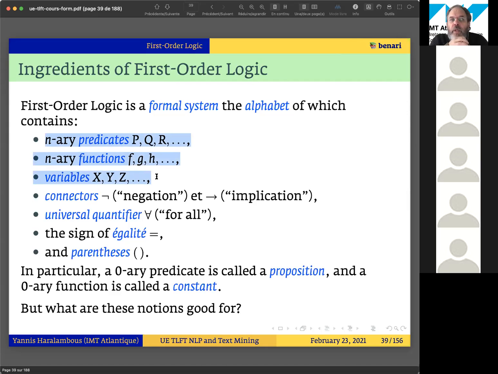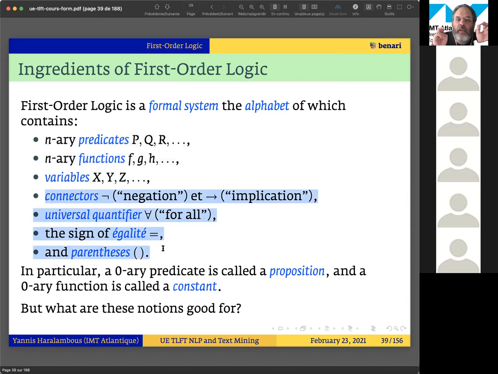It means that you can give them names. You can have as many as you want, and you can use them in formulas. And these are the parts that are grammatical in some sense. They are symbols that have a single meaning in first-order logic, and you cannot change it.